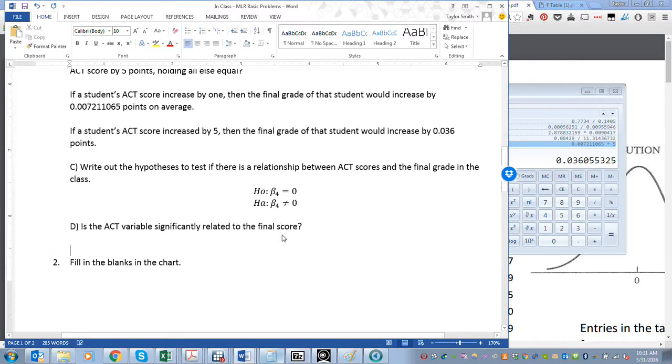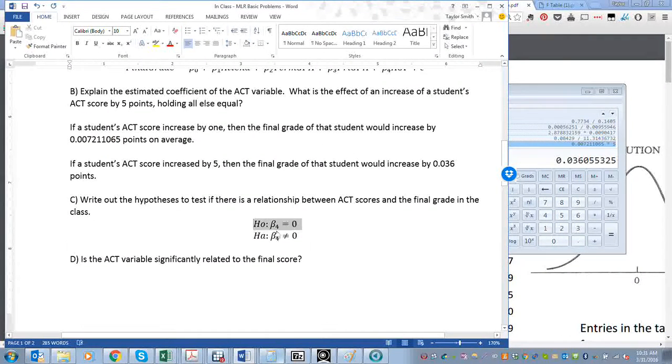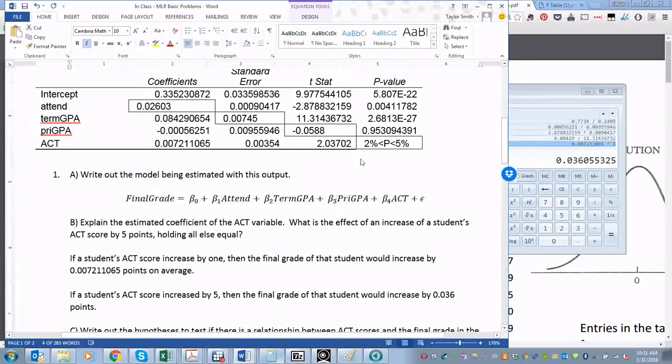And then part D: is the ACT variable significantly related to the final score? So we come up here to our ACT variable to test that hypothesis. Basically, part D is saying now test these hypotheses. So to test that hypothesis, we need to come up here and look at the p-value for the ACT variable. The p-value is between 2% and 5%.